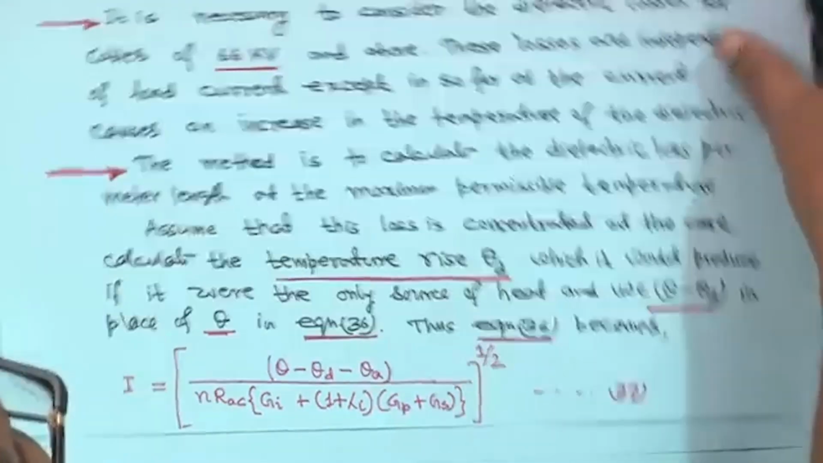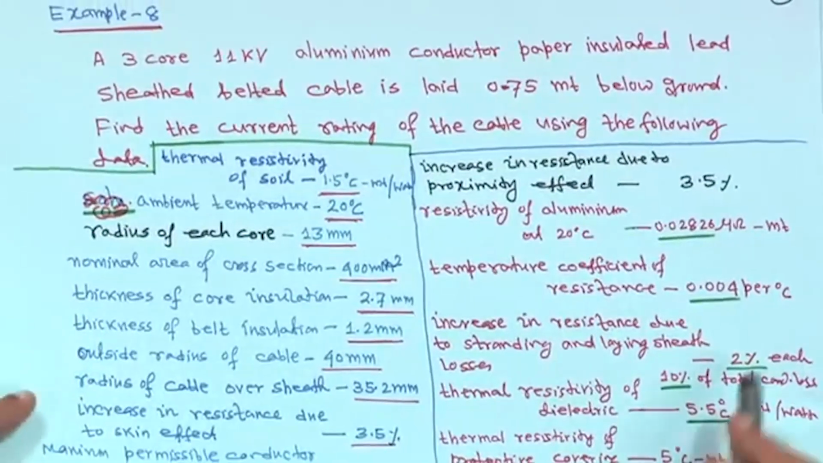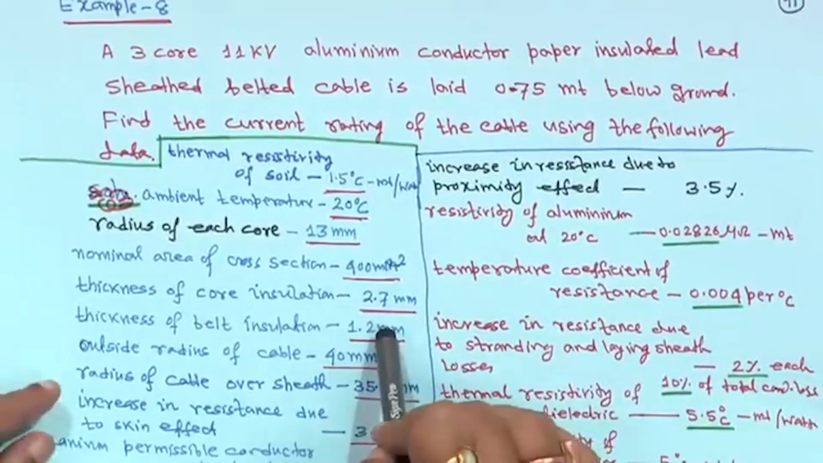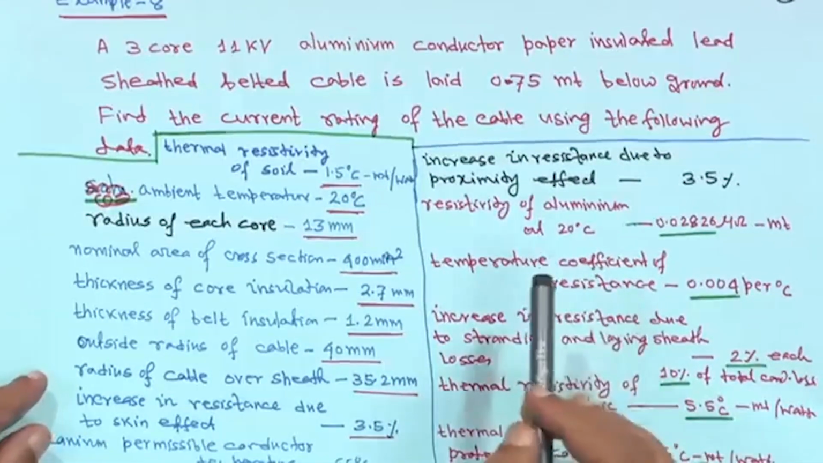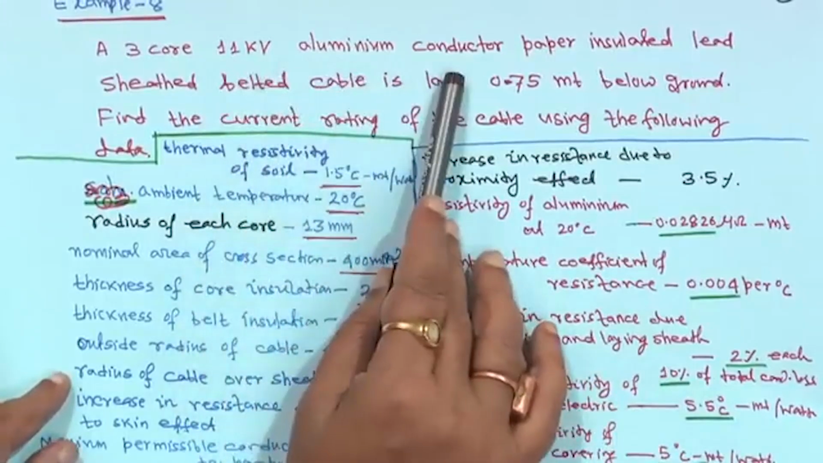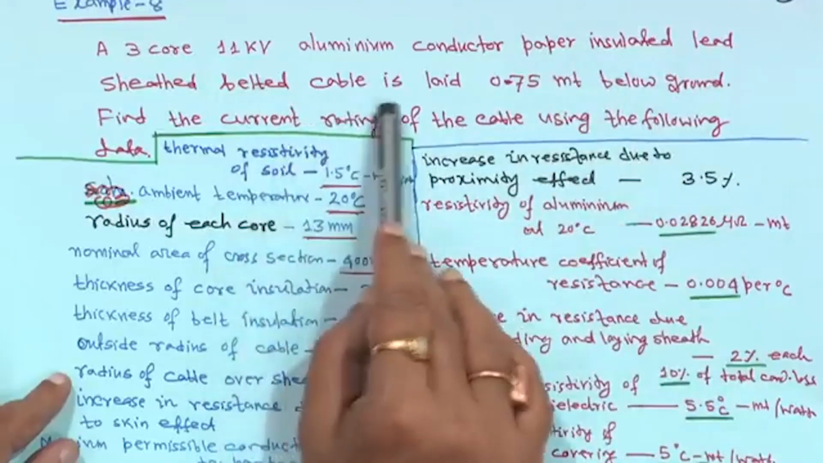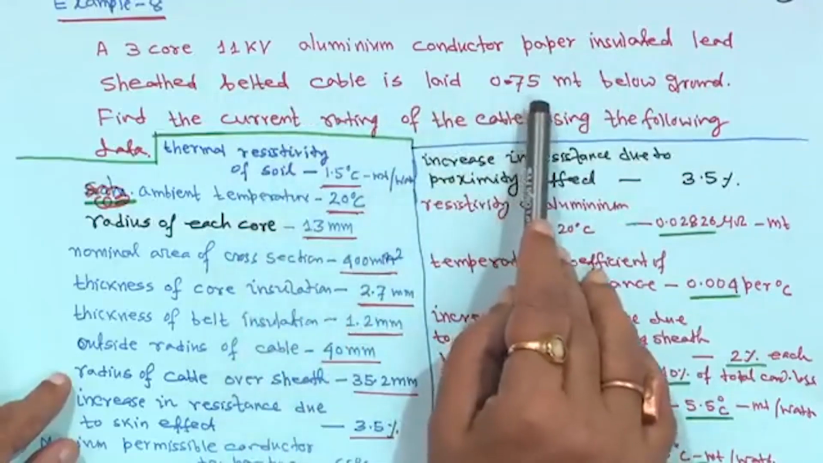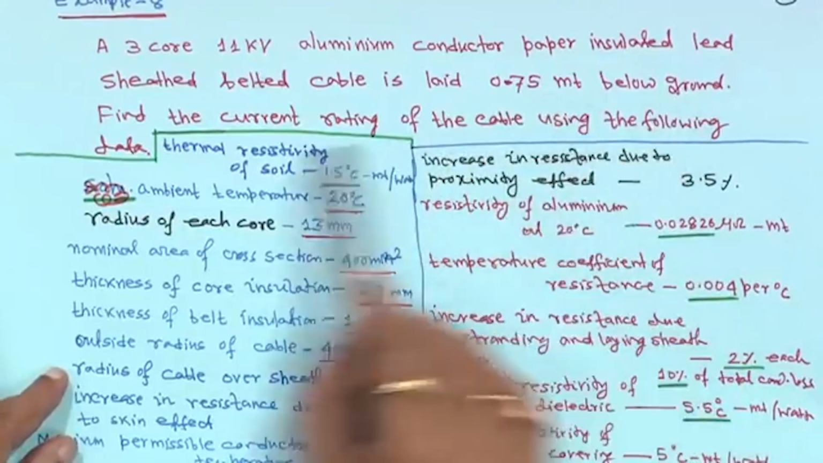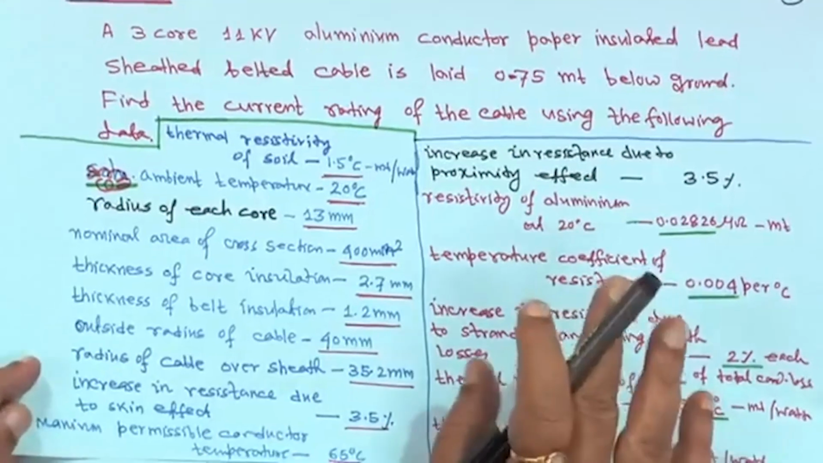Next, we will take an example. This example is too long, I have to explain all the data to you. Long means the data, all the data are given, then how things can be solved. Suppose a 3-core 11 kV aluminum conductor paper insulated lead sheath belted cable is laid 0.75 meter below ground. Find the current rating of the cable using the following data. So many huge data are given, but things are simple.